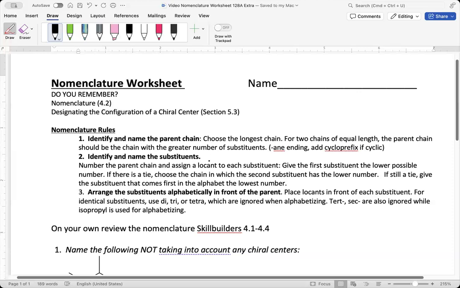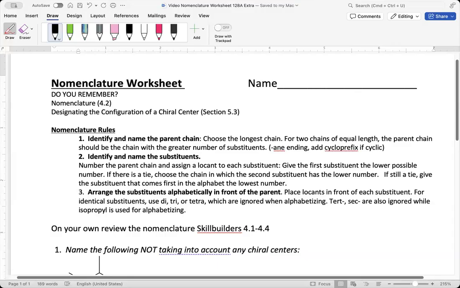So any substituents that are attached to that parent chain, we will name them. And then we will also give a locant to them. So number the parent chain and assign a locant to each substituent. We want to give the first substituent the lowest number possible. So we're going to number that chain to give the first substituent the lowest number possible. If there is a tie, we're going to choose the chain in which the second substituent has the lower number. If there's still a tie, then we'll give the substituent that comes first in the alphabet the lowest number.